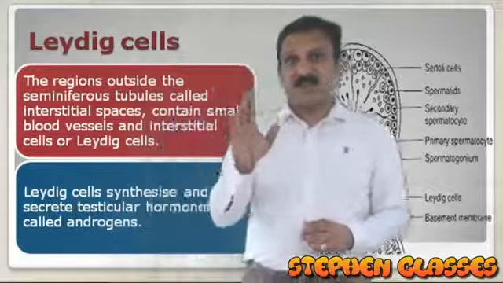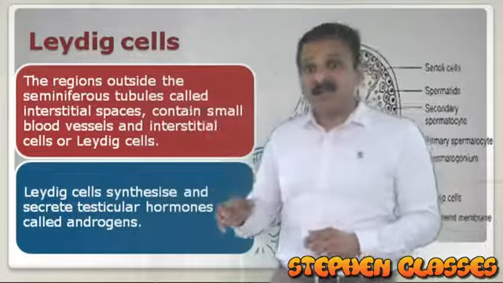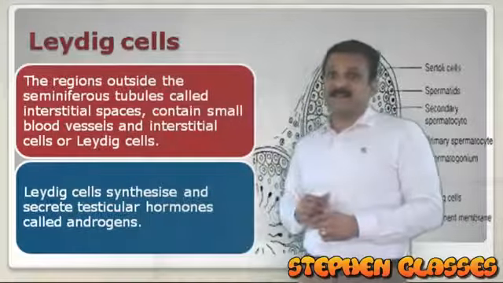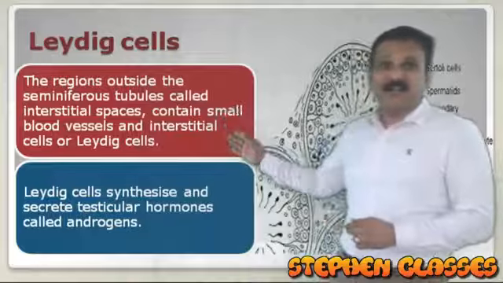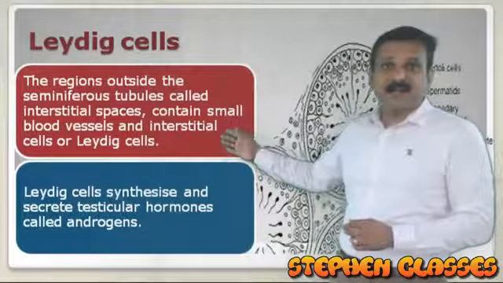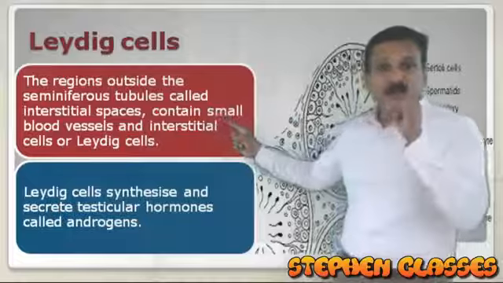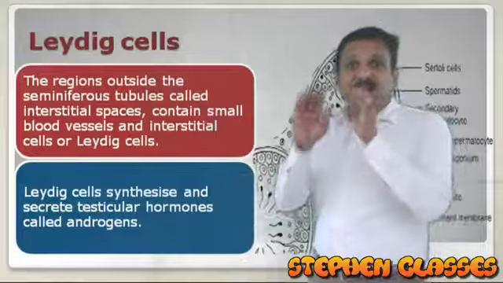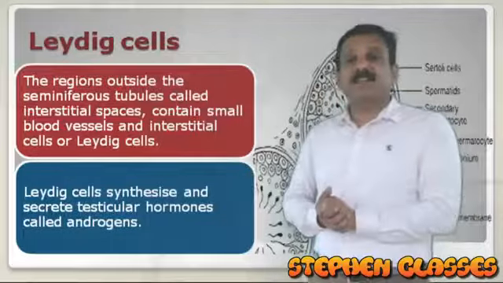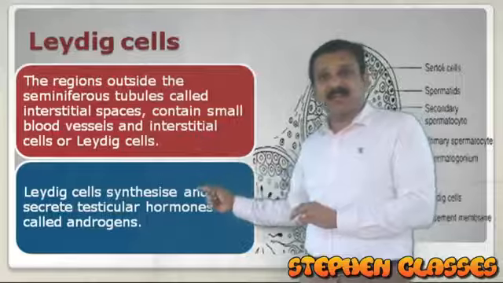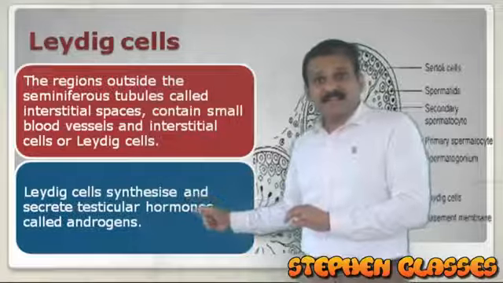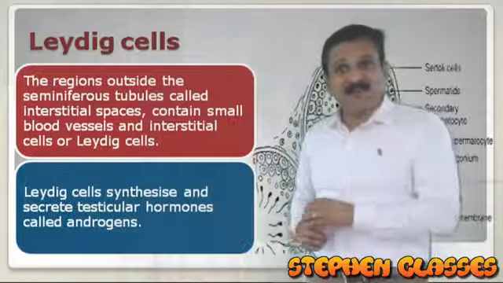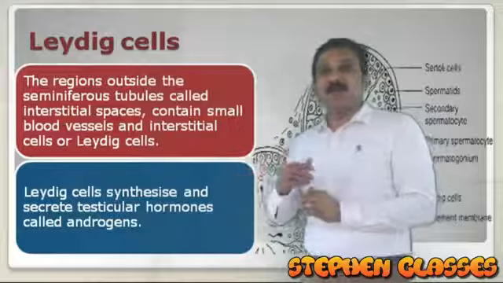The hormones produced from the testis, or testicular hormones, are called androgens, and androgens are produced by Leydig cells. So everything is clear here. The region outside the seminiferous tubule, called interstitial spaces, contains small blood vessels and you can see the interstitial cells called Leydig cells. And what is the function? They synthesize and secrete testicular hormones, also known as androgens. Is it clear for you? Okay, so we move on to our next slide.